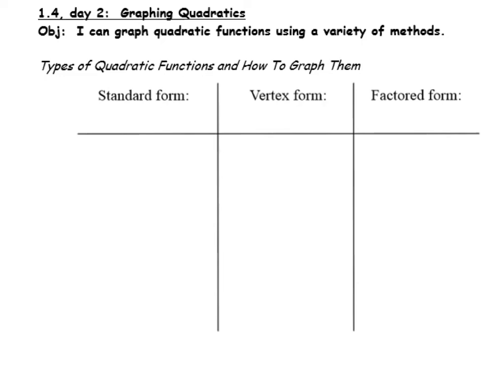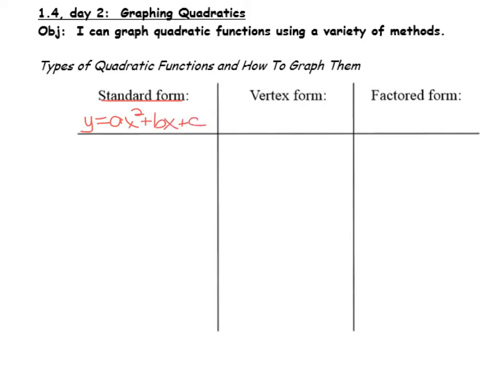Lesson 1.4, Day 2, has us using information about quadratic functions and graphing using a variety of methods. In this lesson, we'll look at 3 different types of quadratic functions and the key features needed to graph them. We'll start with the most common function in standard form. Standard form is of the model y equals ax squared plus bx plus c.